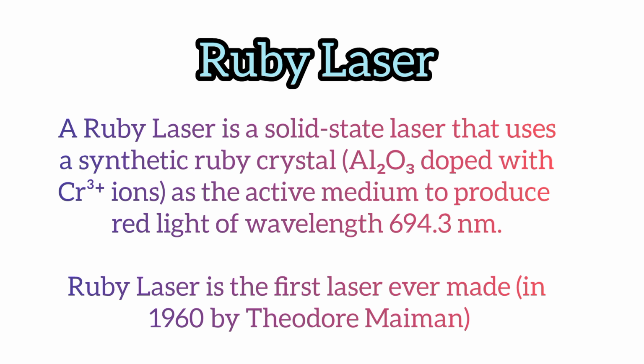A ruby laser is a solid state laser that uses a synthetic ruby crystal of aluminium oxide doped with chromium ion as the active medium to produce red light of wavelength 694.3 nanometer. And the ruby laser is the first laser ever made, in 1960 by Theodore Maiman.